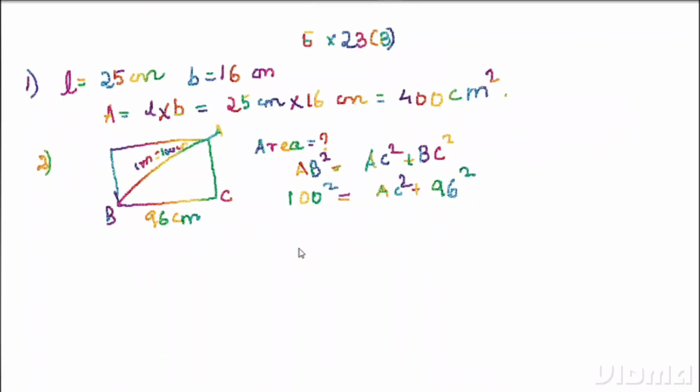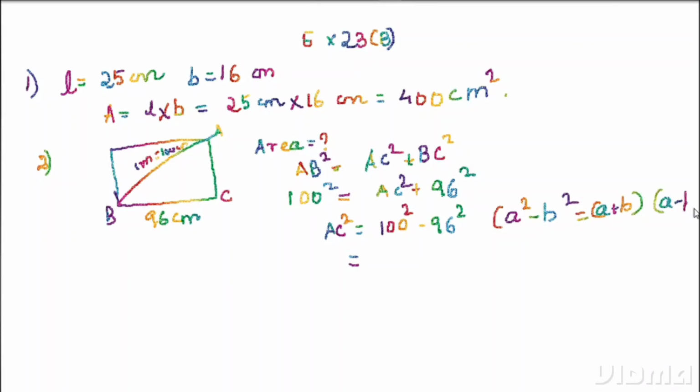Now we have to find AC square. So what can I do for AC square? The plus 96 square goes to the other side and becomes minus 96 square. So this is 100 square minus 96 square. Now you know that A square minus B square is A plus B multiplied by A minus B.